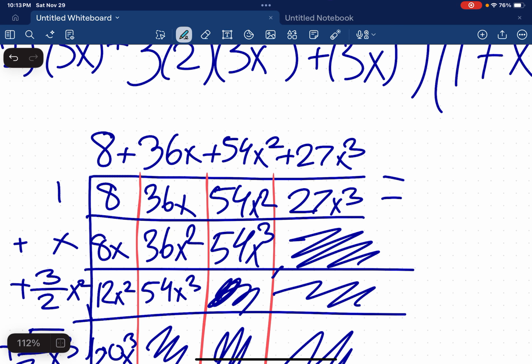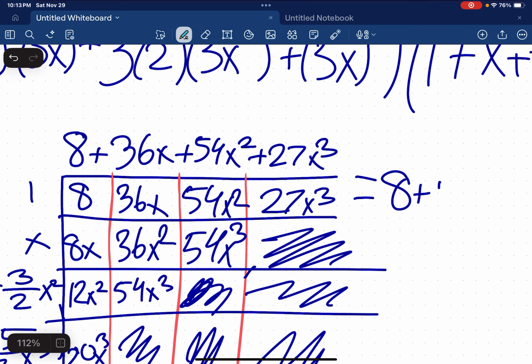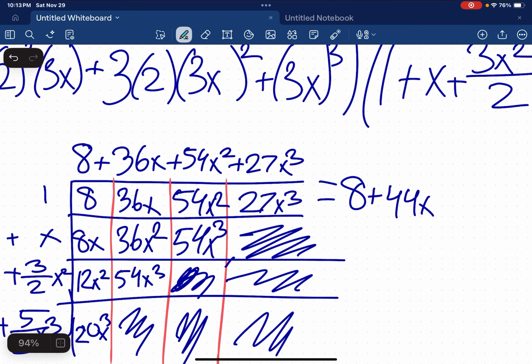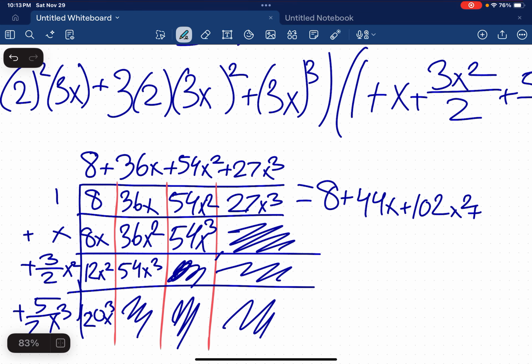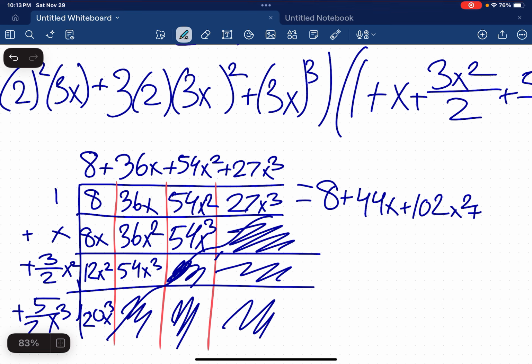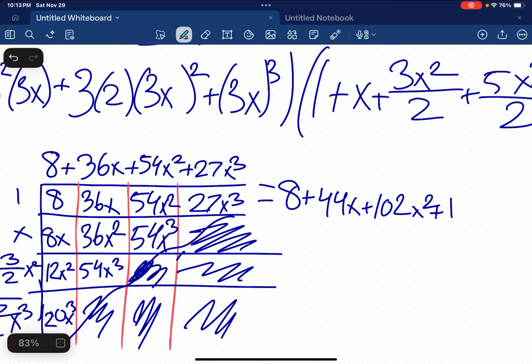Okay, in the end, this is going to equal 8 plus 44x, and it looks like my math is actually right. Let's go. Plus 54 plus 36, which is equal to 100. Whoa, no, it's not. 90. Okay, 102 x squared plus these little shenanigans 155 x cubed, and that is our answer.